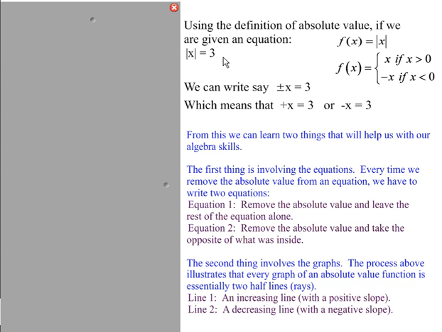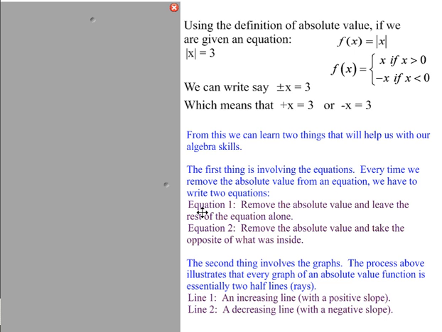So as far as the algebra is concerned, to solve an absolute value equation, we simply remove the absolute values and consider two possibilities. One possibility where what was inside was positive, in which case I leave it alone. This is based off the definition of absolute values. The other situation is what's in the absolute value is negative, like negative 3, but we have to take the opposite of negative 3 to make it positive. So we see two solutions based off the definition of absolute value.